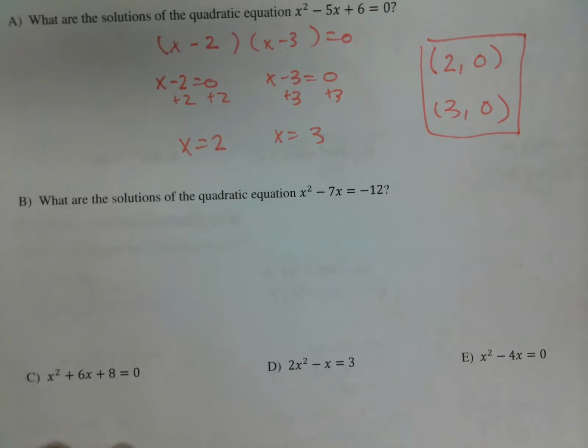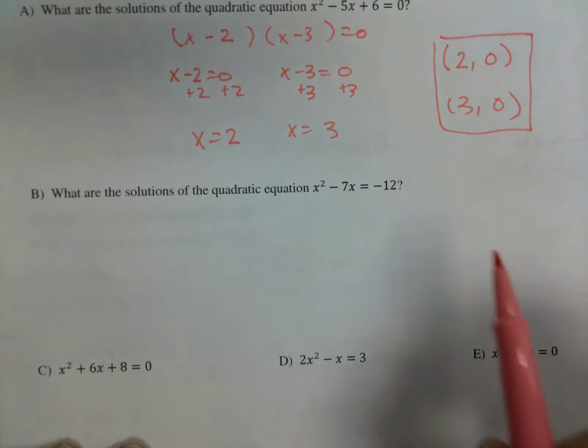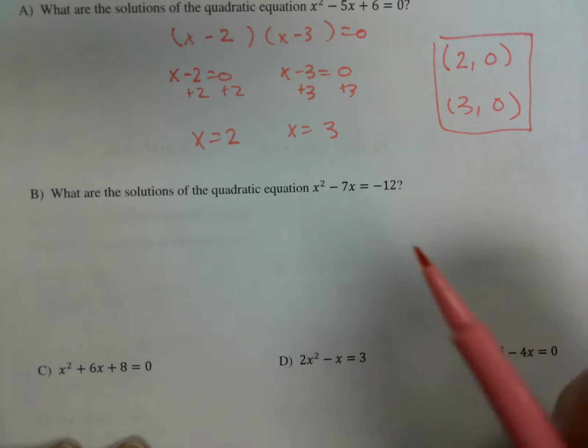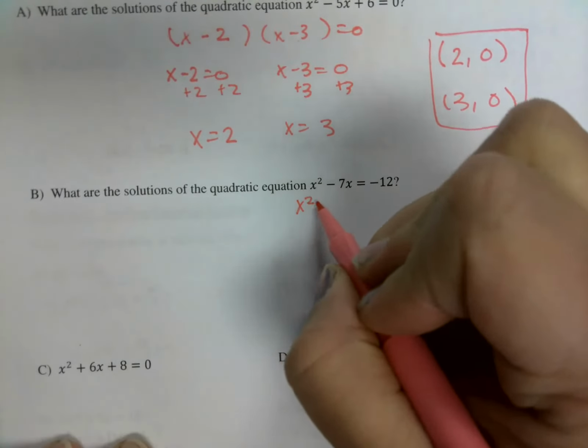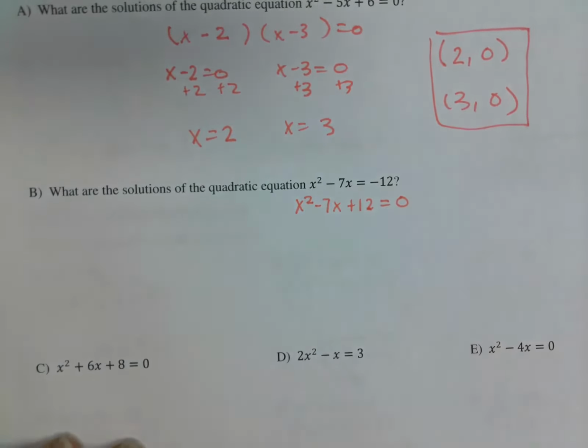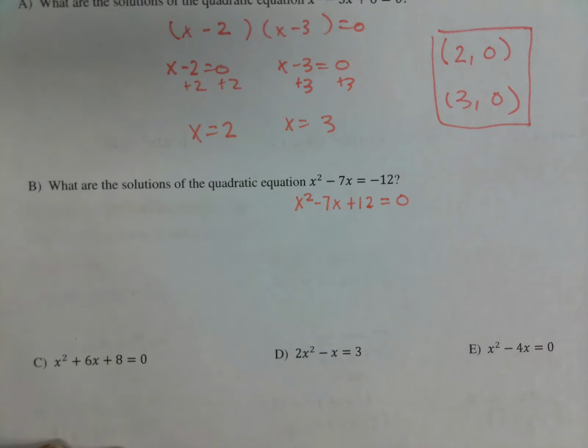If for some reason it's not already set equal to 0, first thing I have to do is set this equal to 0. So before I can factor this, I have to move this over. So I have x squared minus 7x, I have to add the 12 over. Right now, I want you to pause the video and try to do this by yourself. Try to factor this. Multiply to get 12, add to get negative 7.